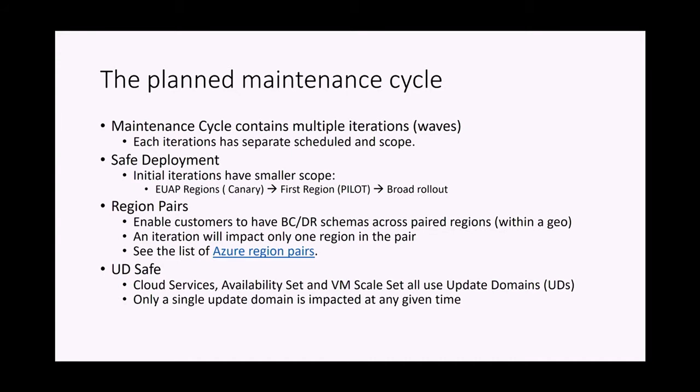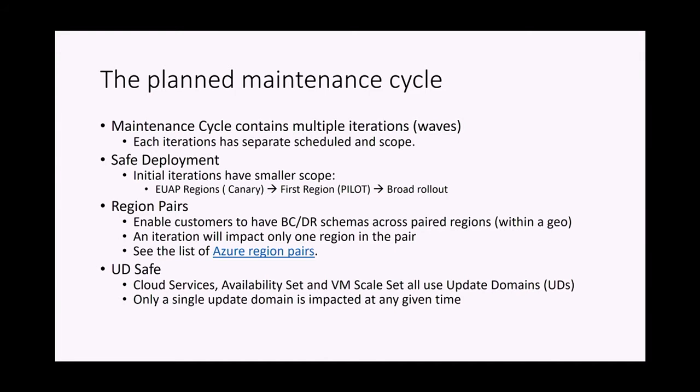The second aspect is region pairs. When you plan for disaster recovery or resiliency, you actually want to look at deploying your workload across multiple regions. So we honor the concept of region pairs. For example, in the US, East and West will never be touched or impacted at the same time. In Europe, it's North and West and so on. In each geo, in each country, we have at least 2 regions.